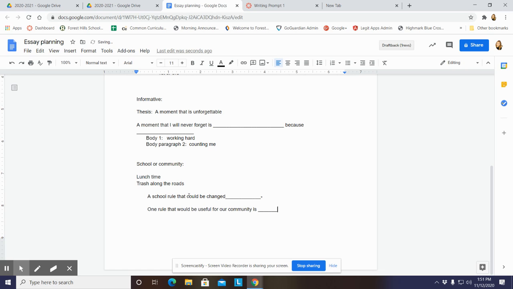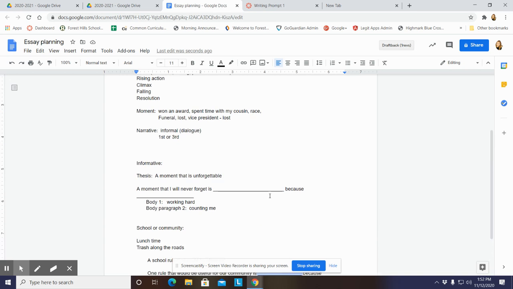is, and again, I'm filling that out, and then really importantly, you want to say why, because, and that why helps you develop your body paragraph. So come up with at least 2 good reasons why that rule would be useful. Okay, maybe if I'm sick of the trash, maybe I make a rule about the community helping pick up trash. And my body paragraphs would be about the specifics of the rule and why it would be important.